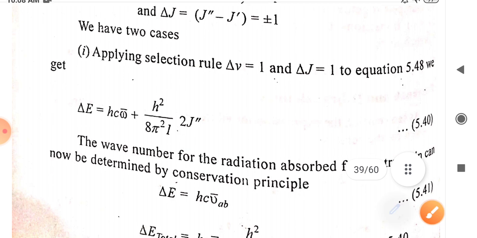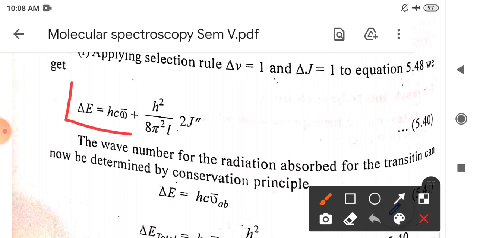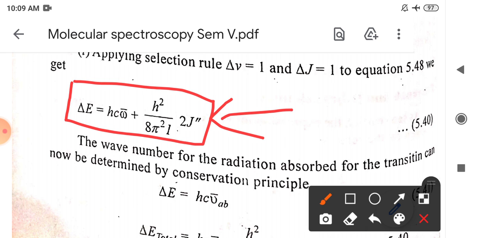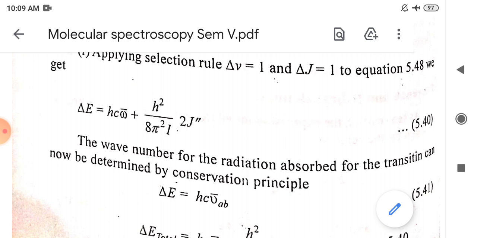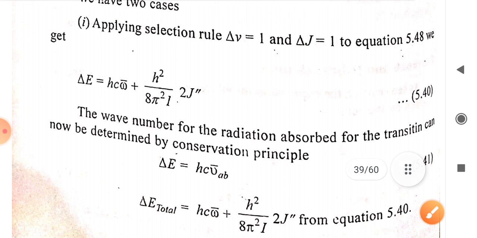So once we have applied that first rule, the equation will change to this form. We don't need the detailed derivation of this. Just consider the final equation, that is ΔE equals hcω̄ plus h²/(8π²I) into 2J''. So just consider this final equation.